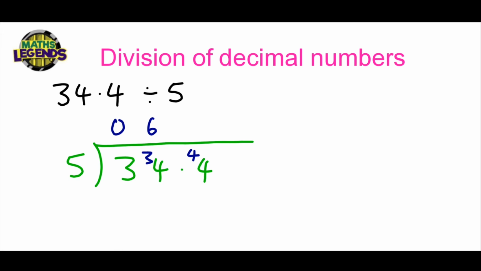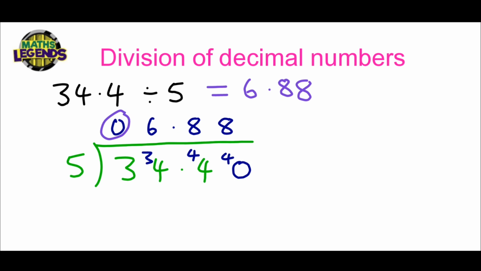Next thing is we put a decimal point above, because we reached the decimal point. And then we ask ourselves, how many 5s goes into 44? That's 8. And we have 4 remainder, so we place a 0. And then we add a 4 in front of the 0. Then we ask ourselves, how many 5s goes into 40? And that's 8. So our answer here is 6.88. Note the 0 here we did not write in our answer because it has no value, as the first non-zero number is the 6.